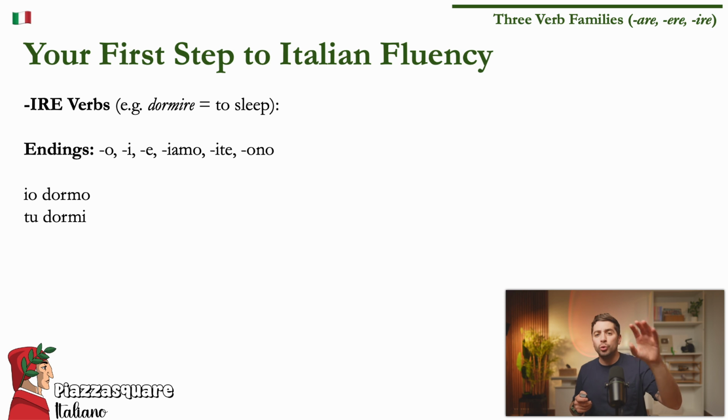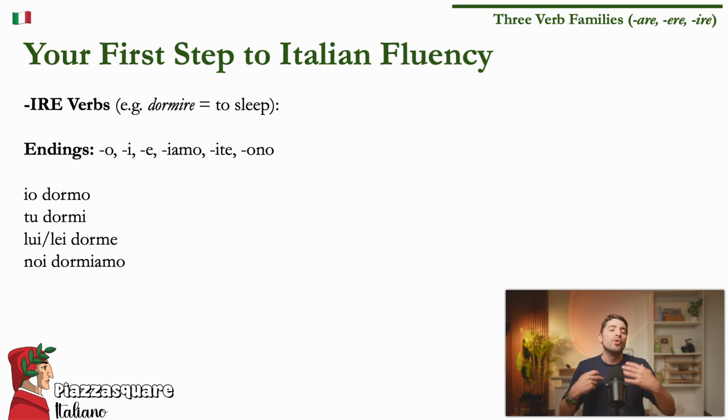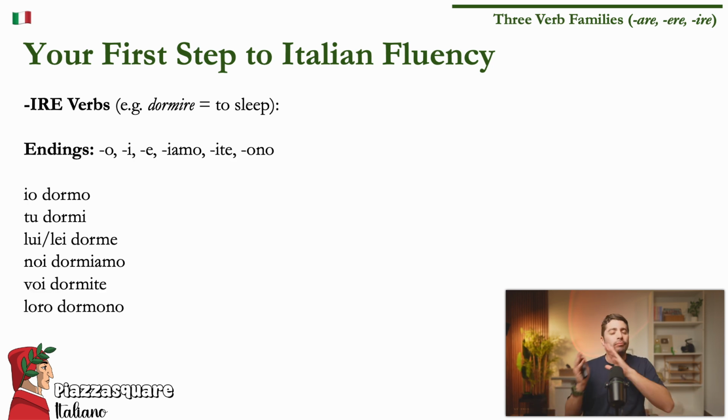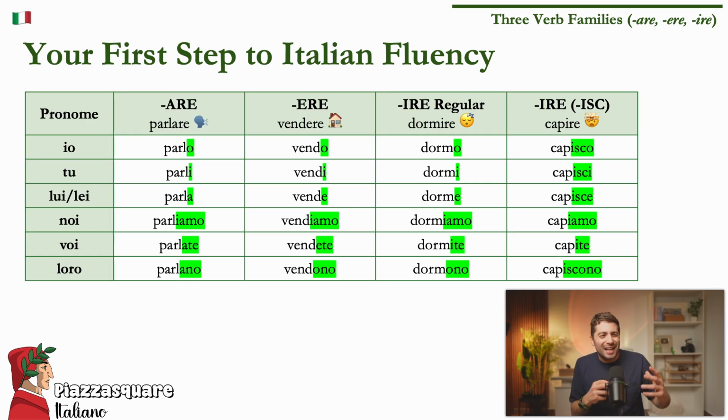Io dormo, tu dormi, lui, lei dorme. Noi dormiamo, voi dormite, loro dormono. They sleep, loro dormono. Other common ire verbs include aprire, to open, partire, to leave, sentire, to feel or to hear, and finire, to finish. There is a subgroup of ire verbs that adds an isc to some forms, such as capire. You would say io capisco. But for today, just knowing this main pattern is a massive leap forward.